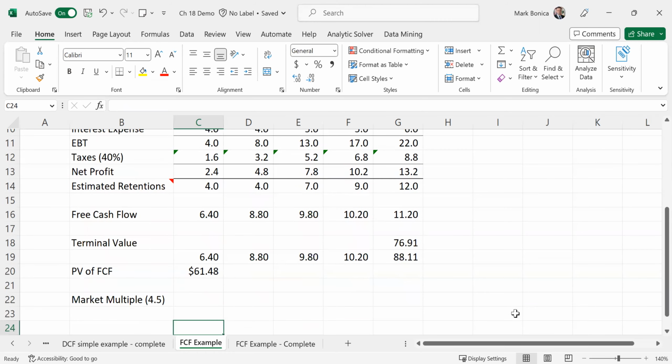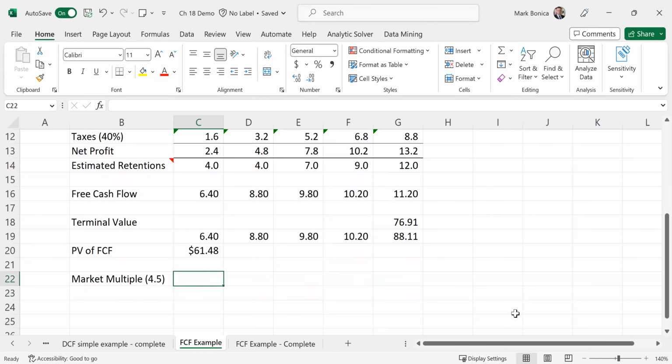So 16. So if I say, hey, we use a market multiple of 4.5 times EBITDA for businesses like this, we're going to take 16 times 4.5. Oops. And we get 72.